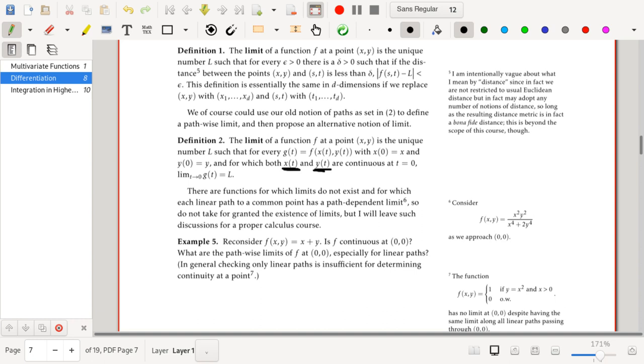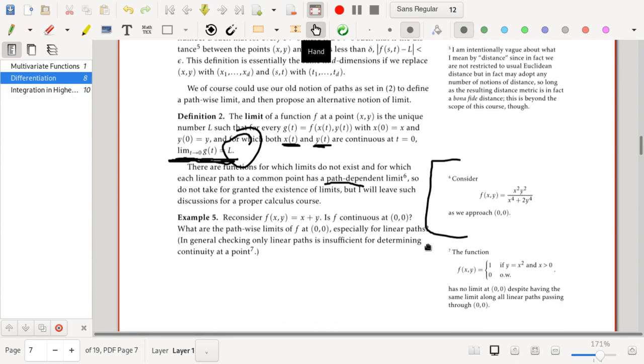If we have such a path that is continuous and at t zero is the point x, y, then the limit of the function along that path needs to be L for any such path. There are functions for which the limits do not exist, and for which each linear path to a common point has a path-dependent limit. Here is one such function. I'm not going to discuss it any further, but play around with it if you're curious. So basically, there are functions that don't have limits.